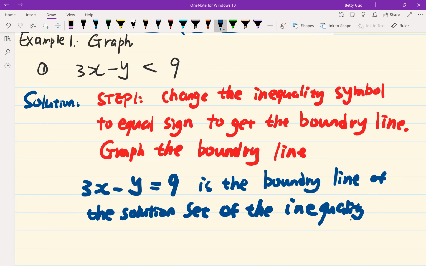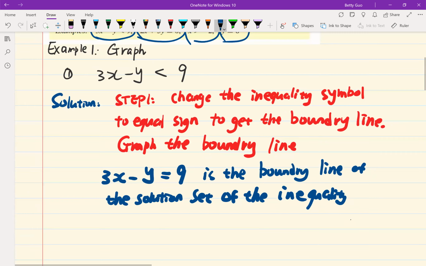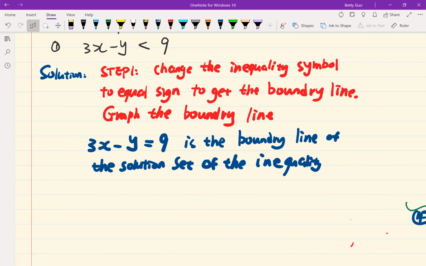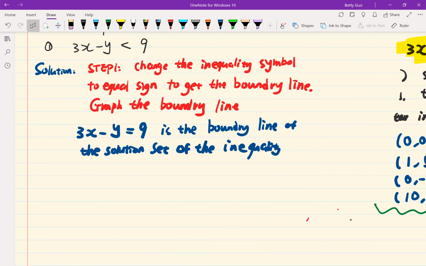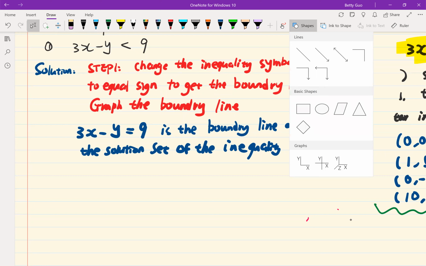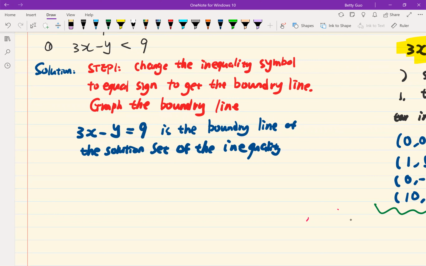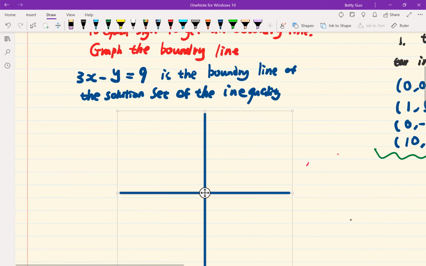It's easy, right? But we have to graph the solution. We have to graph the boundary line. Let's graph it. Let me draw the rectangular coordinate system.